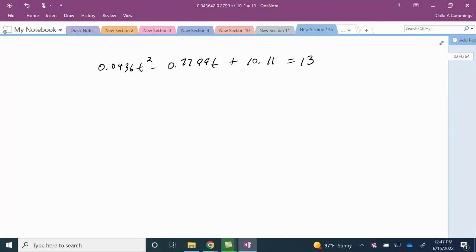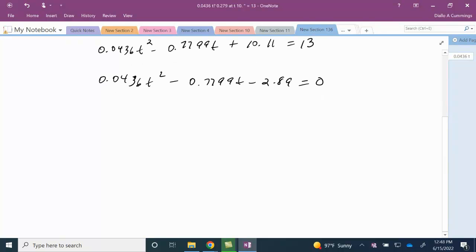Notice that we have a quadratic equation, and in order to solve a quadratic equation, we're first going to put it in standard form. So I want to subtract 13 from both sides. So we have 0.0436 t squared minus 0.7799 t minus 2.89 is equal to 0.